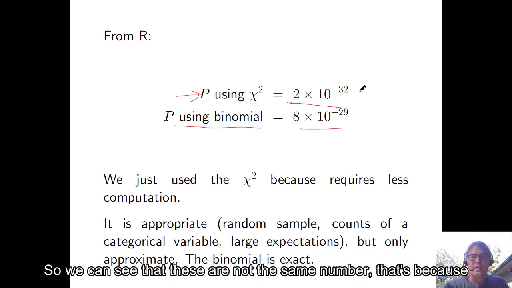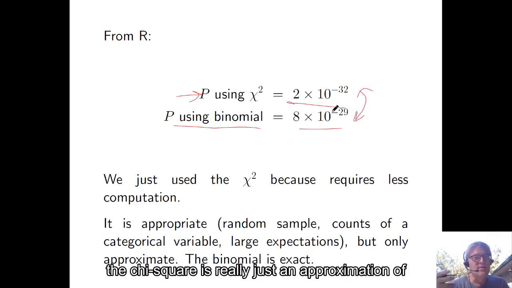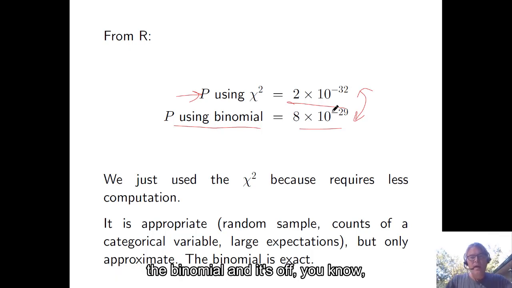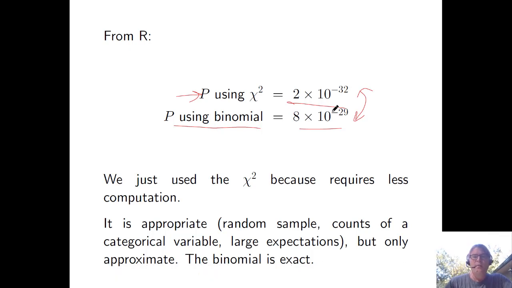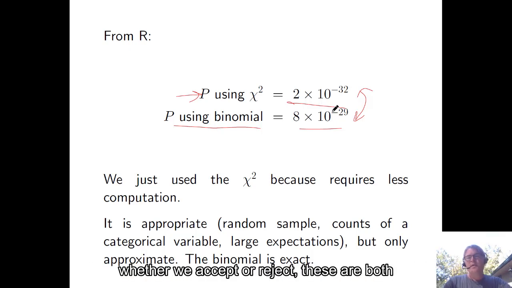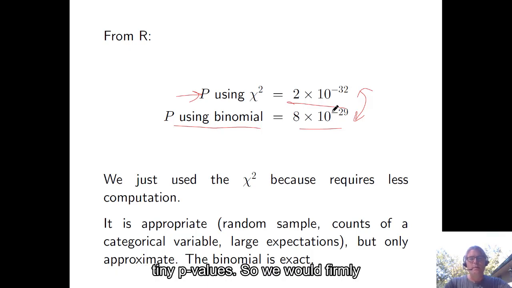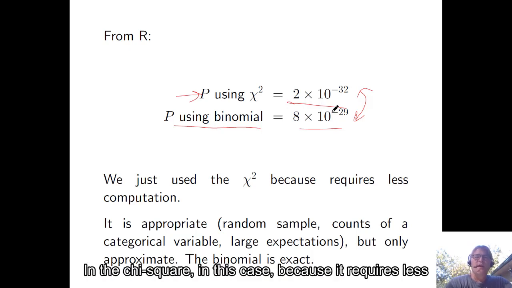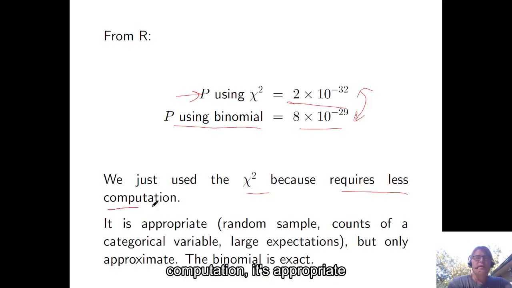So we can see that these are not the same number. That's because the chi-square is really just an approximation of the binomial, and it's off by almost 4,000 here. But it gets us in the ballpark in terms of making our decision whether we accept or reject. These are both tiny p-values, so we would firmly reject the null hypothesis in either case. So we're using the chi-square in this case because it requires less computation.